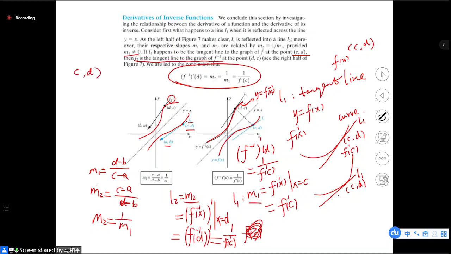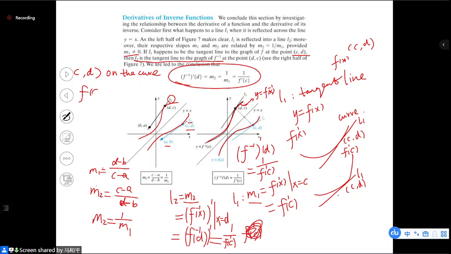Now you should know this c and d here. The point (c, d), they have a relationship. We know (c, d) is on this curve. This means (c, d) satisfies f(c) is equal to d, because it's on this curve. So c and d have this relationship.